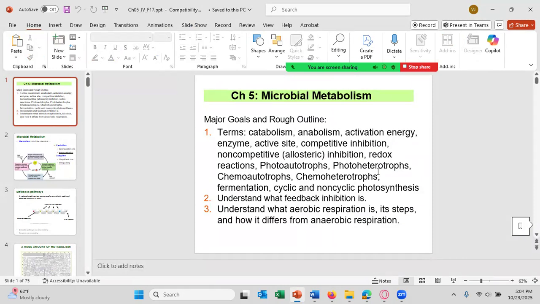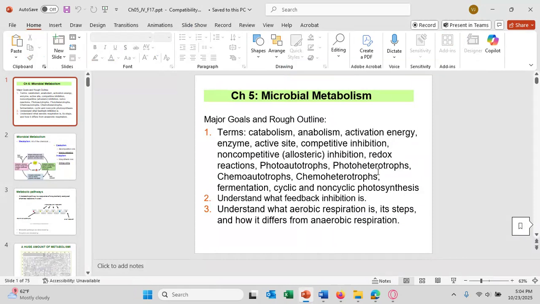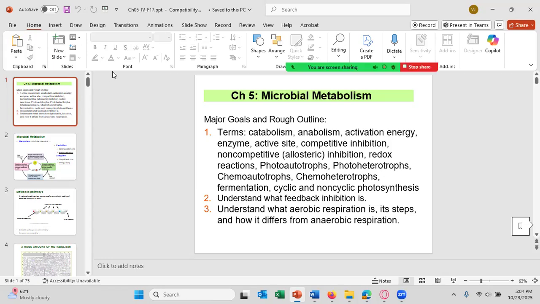So know the terms. What's catabolism, anabolism? What is activation energy? What is an enzyme? What is an active site? What is competitive inhibition? What's non-competitive or allosteric inhibition? What is a redox reaction? What are photoautotrophs, photoheterotrophs, chemoautotrophs, and chemoheterotrophs? And then what is fermentation? What is cyclic and non-cyclic photosynthesis? Any question about any of these terms?